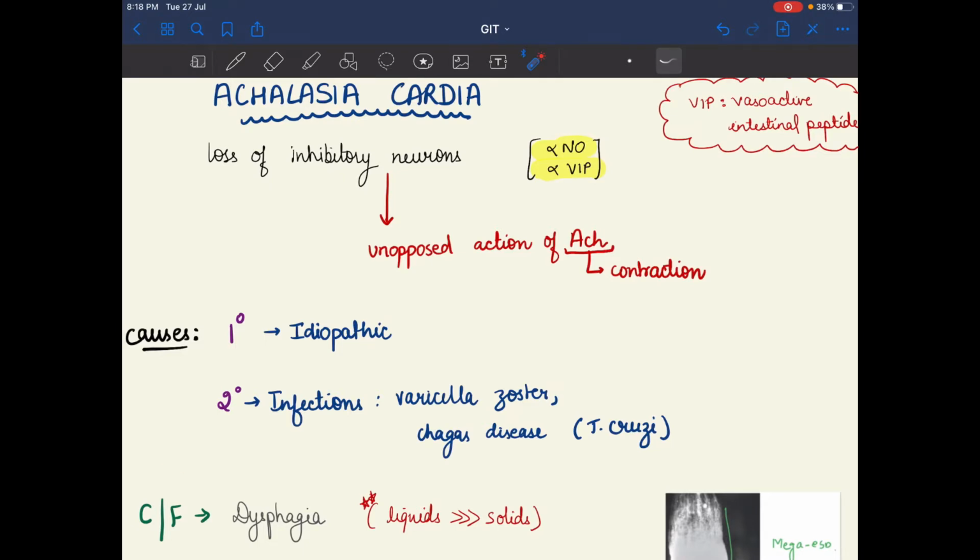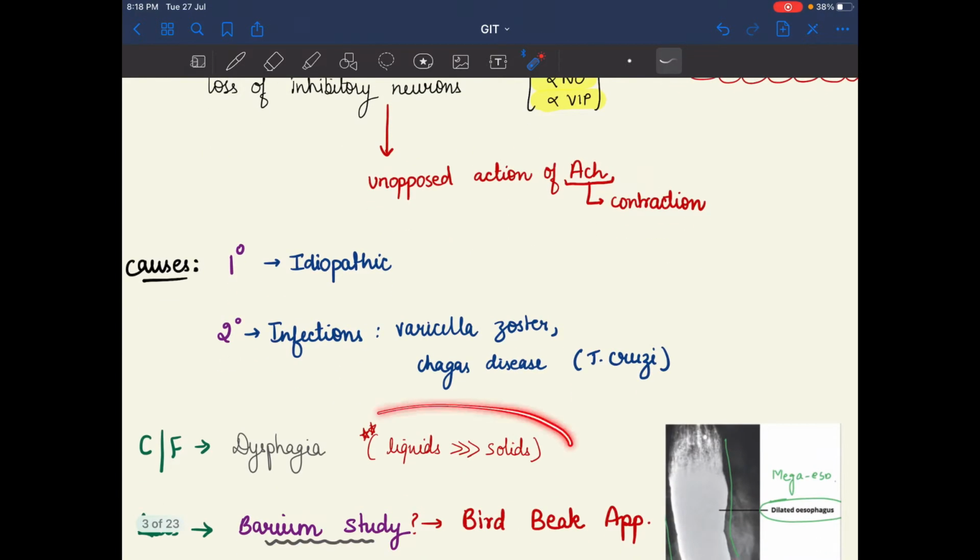And the clinical feature: what feature is seen if there is achalasia cardia? There is no food particle movement in the forward direction, meaning there is dysphagia. Dysphagia is more for liquid food particles as compared to solids. Please remember this also.